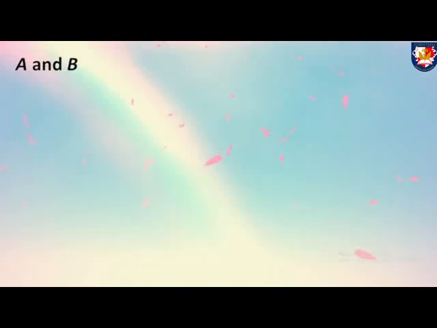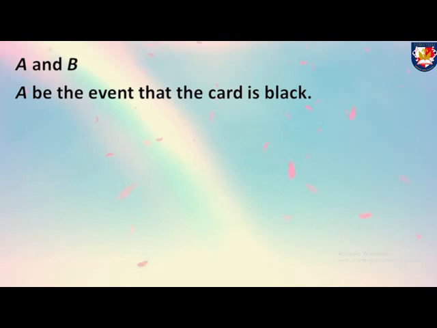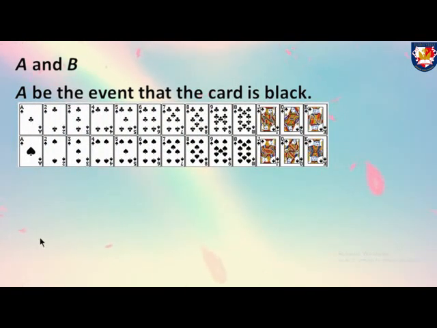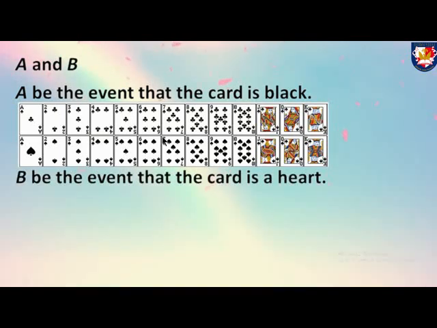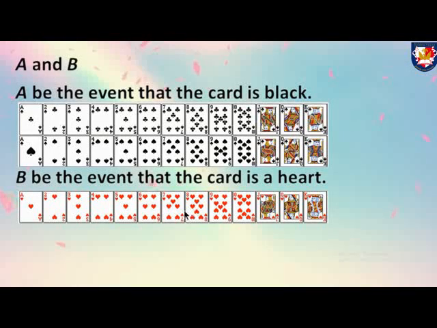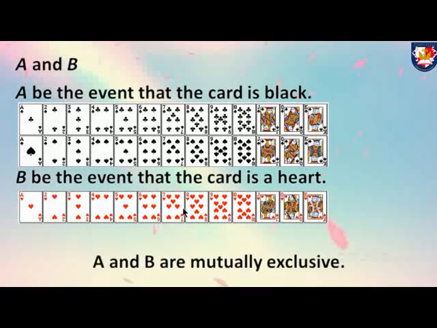First, let's talk about A and B. A is the event that the card is black. This is all the favorable outcomes of event A. And B is that the card is a heart. This is all the favorable outcomes for event B. As you can see, there are no common outcomes of A and B. That's why A and B are mutually exclusive.